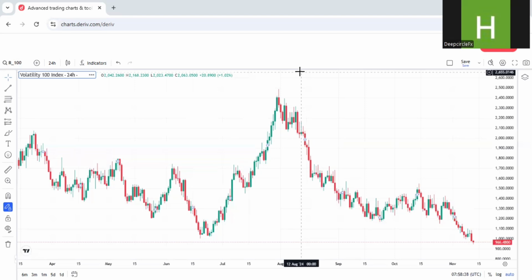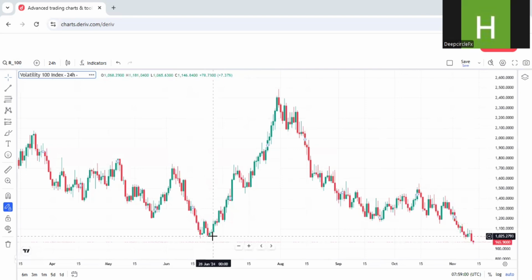So for instance, this is a V100. As you can all see, V100 has been in the downtrend since yesterday. If you can check, can you see this movement? These are the kind of trades I usually enter. It has been going down like this. So here it has reached this order block. So in a nutshell, we are now looking for buying opportunities, but we don't just enter a buy now.